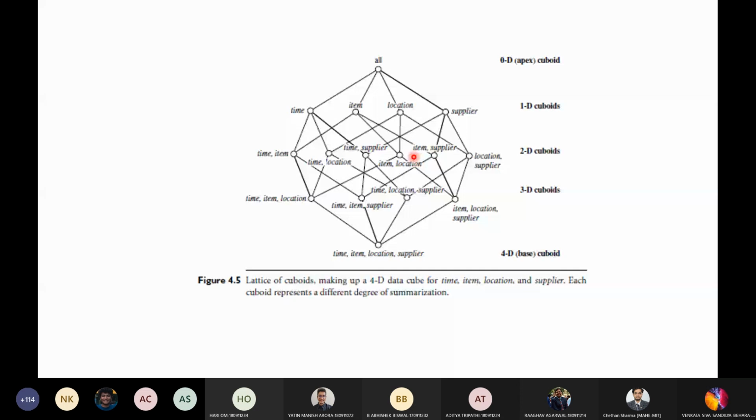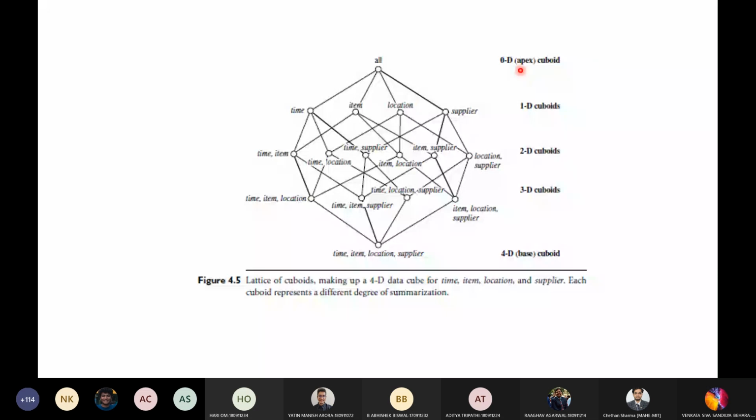So how do you infer this particular lattice? The cuboid which holds the lowest level of summarization is called your base cuboid. And one more extra thing is this apex cuboid. That is, you also call it the 0-dimensional cuboid with the highest level of summarization.